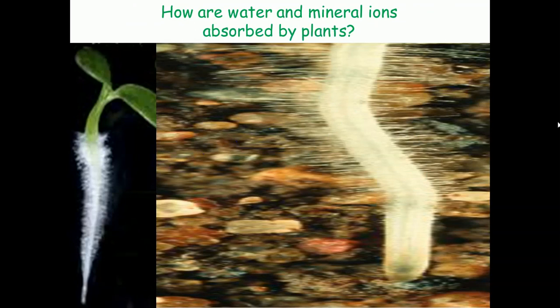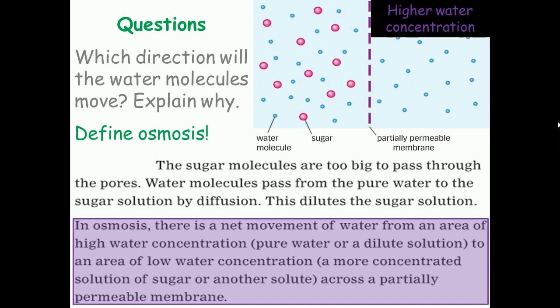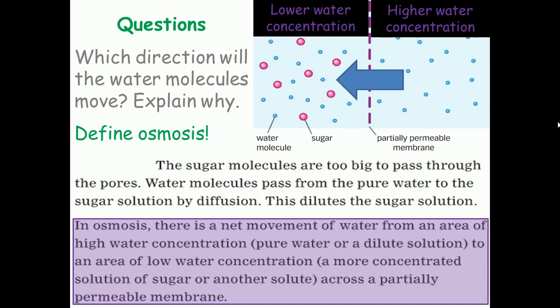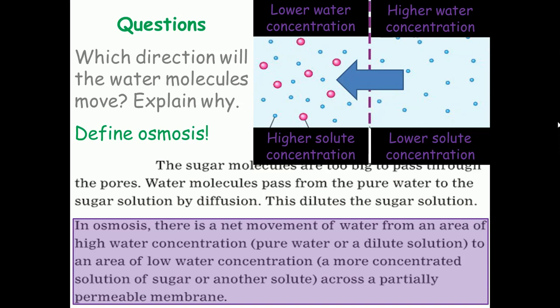So how are the water and mineral ions absorbed by plants in those root hair cells? Well, the water moves from a higher water concentration in the soil to a lower water concentration in the root hair cells, and that occurs by osmosis, where water moves from a higher water concentration to a lower water concentration through a partially permeable membrane. You could also state that the water moves from a lower solute concentration to a higher solute concentration through a partially permeable membrane as well.